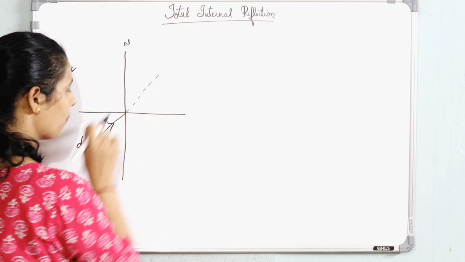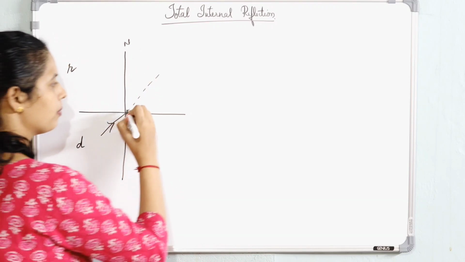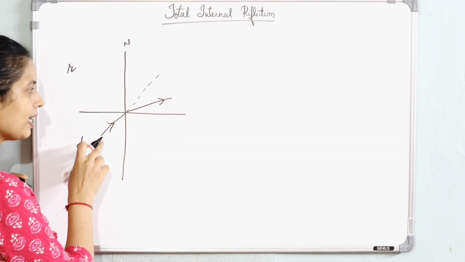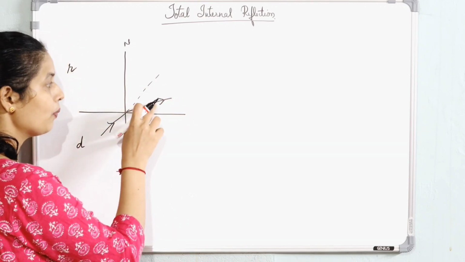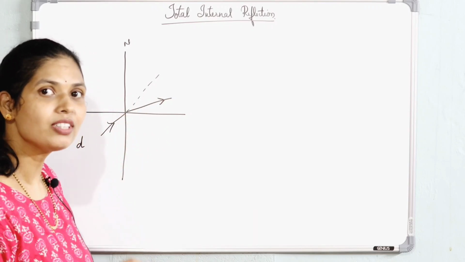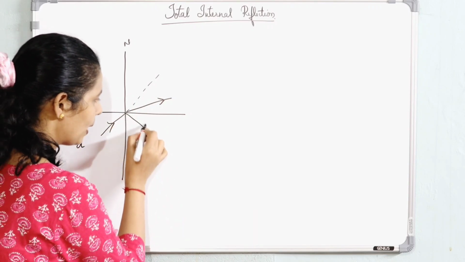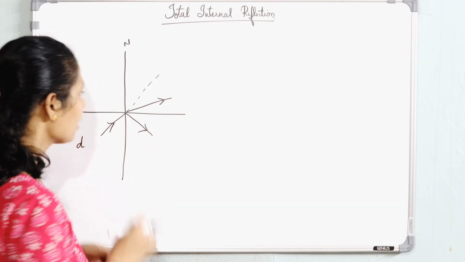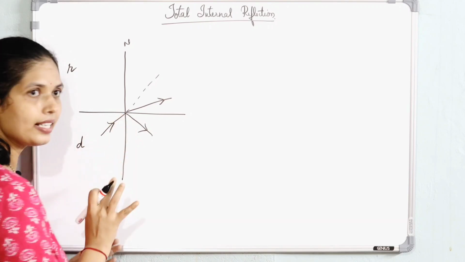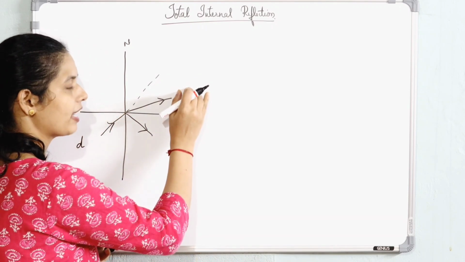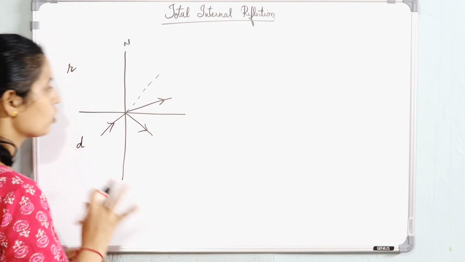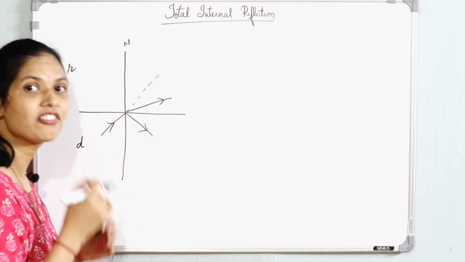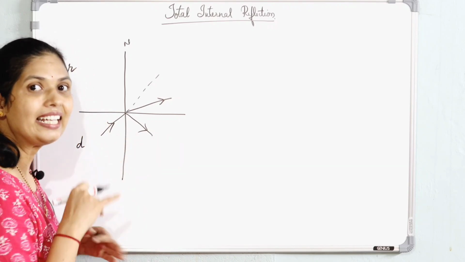So when the light ray travels from denser to rarer medium, the refracted ray moves away from the normal, right? So all the incident rays, will they get refracted? No. Some of the rays get reflected as well. So this phenomenon is called internal reflection. Here the incident rays not only get refracted, they also get reflected. So not all the incident light gets refracted. Some of the rays get reflected as well. So we call this phenomenon internal reflection.